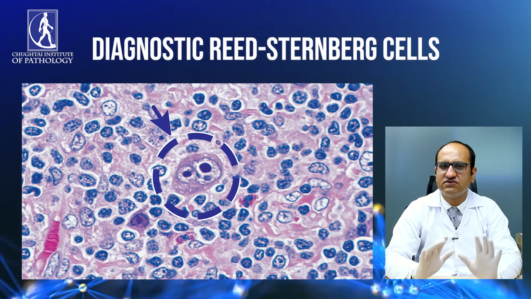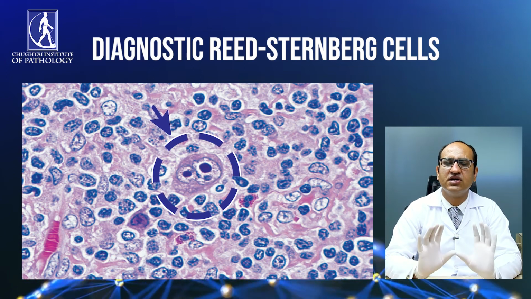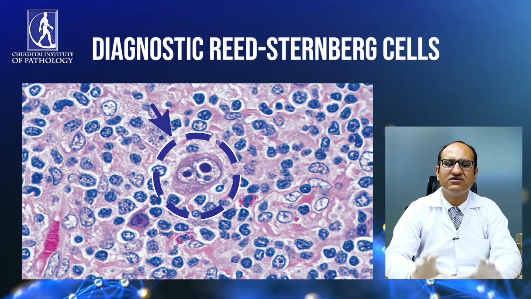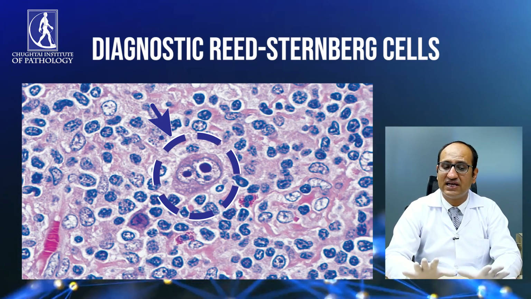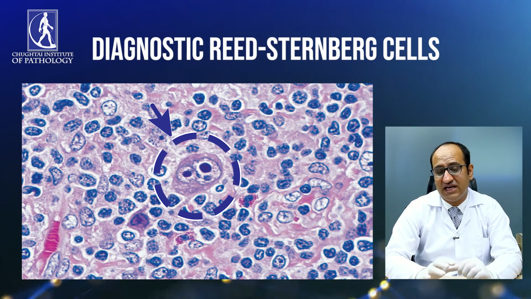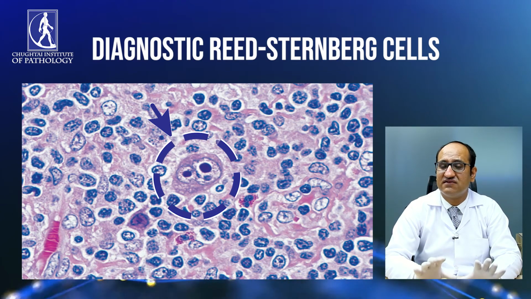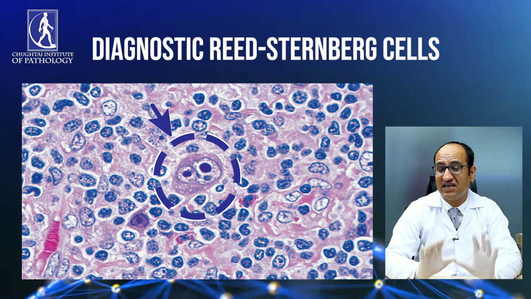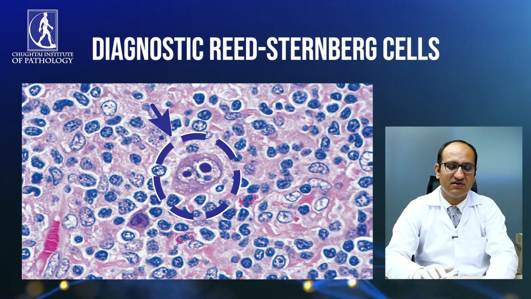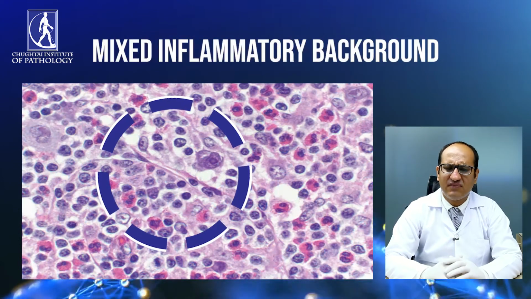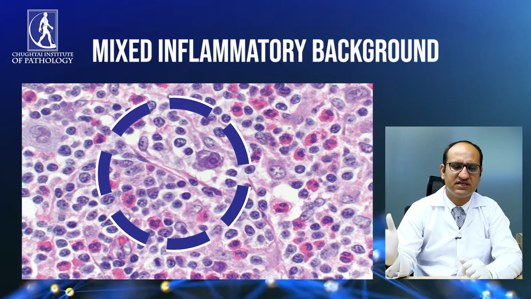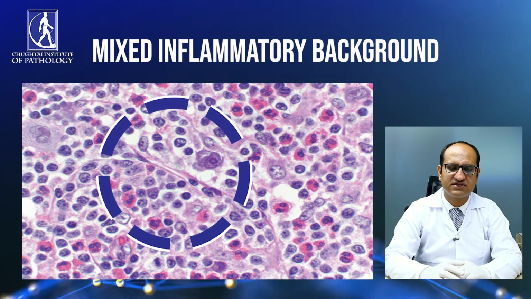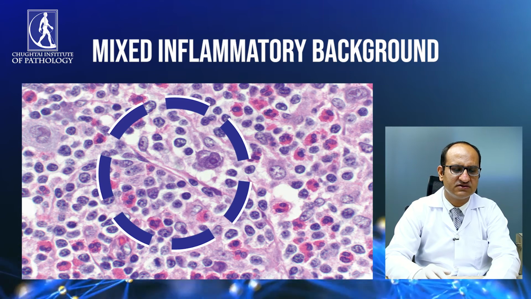Here in this picture, you can see a classic RS cell containing two large nuclei with vesicular chromatin and prominent inclusion-like nucleoli. The more important thing, where we usually make mistakes, is the size of the cell. The size of the cell is almost 4 to 5 times the size of the histiocytes. So just remember that it's a large cell containing two nuclei with prominent nucleoli and vesicular chromatin. Mixed inflammatory background, here you can see in this picture there are neutrophils, plasma cells, histiocytes, and also some scattered large cells with prominent inclusion-like eosinophilic nucleoli.